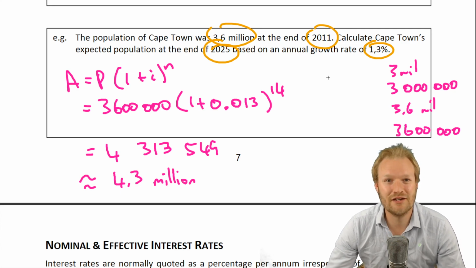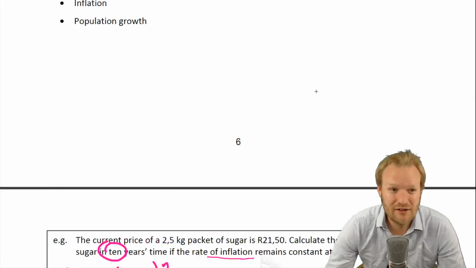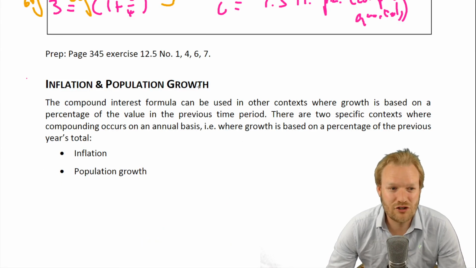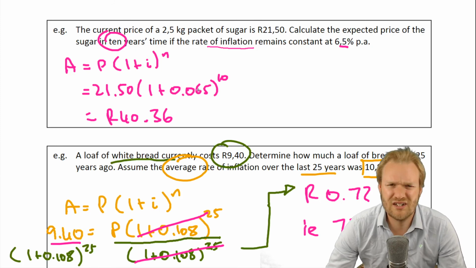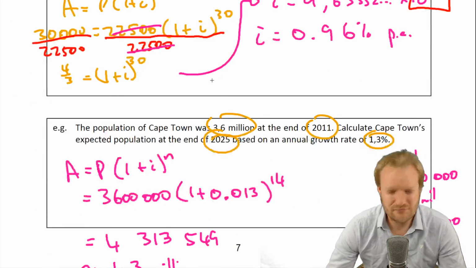Okay, so that's that. So basically, inflation and population growth is really just compound interest in a slightly different context. Okay.